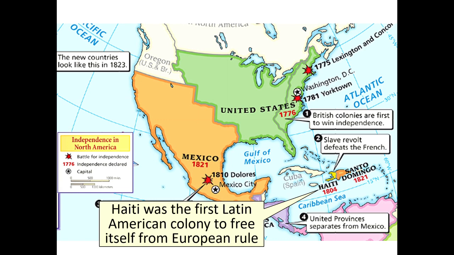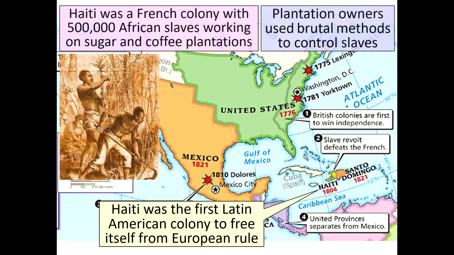Haiti was the first Latin American colony to free itself from European rule. Haiti was a French colony with 500,000 African slaves working on sugar and coffee plantations. Plantation owners used brutal methods to control these slaves.